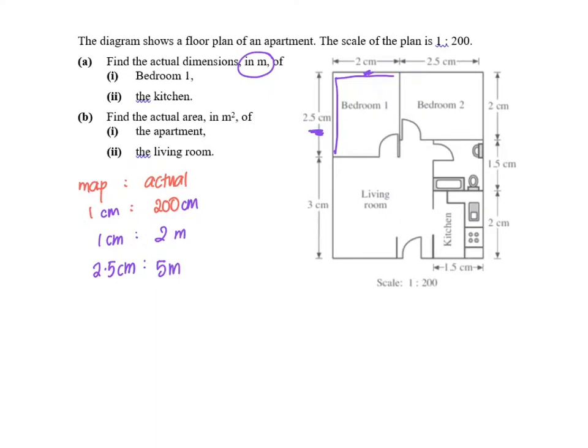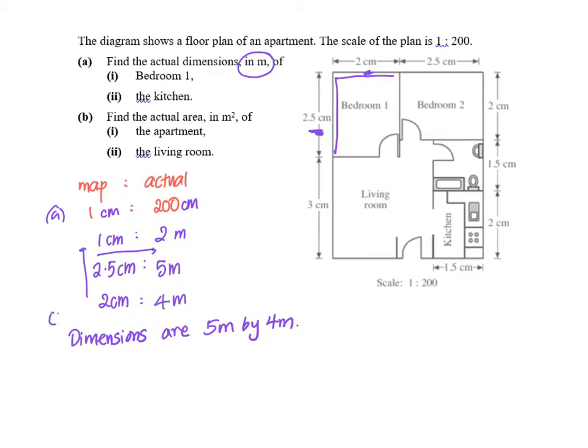Now let's consider the width 2 cm. 2 cm will give me 2 divided by 1 times 2, 4 meters. So I write the dimensions. Dimensions are 5 meters by 4 meter. Or you can write the other way around, 4 meter by 5 meter, both can. This one is for part A, part 1, the kitchen, dimensions of kitchen.